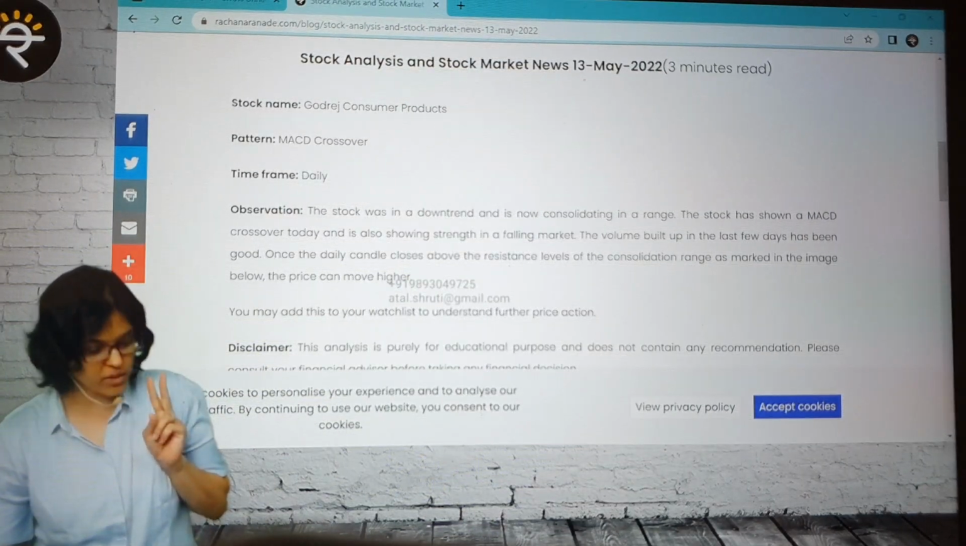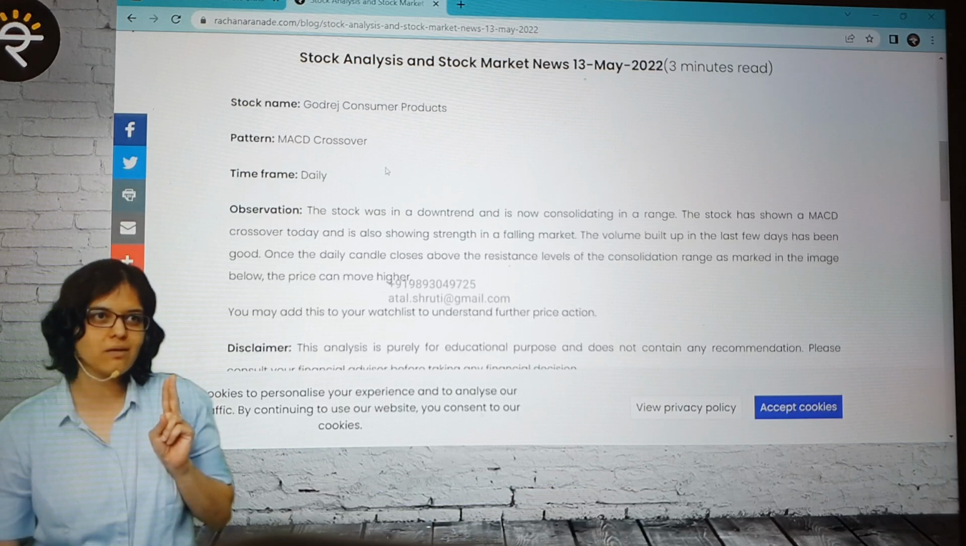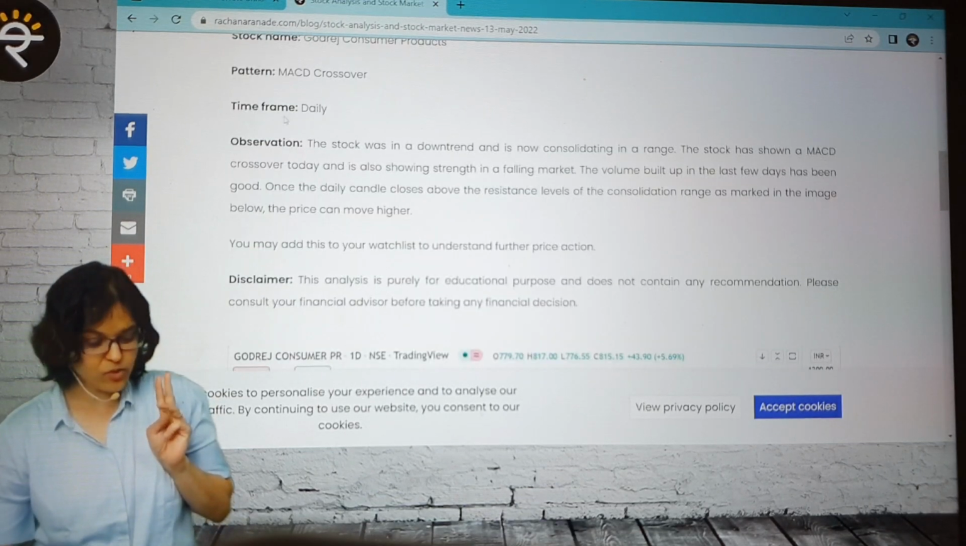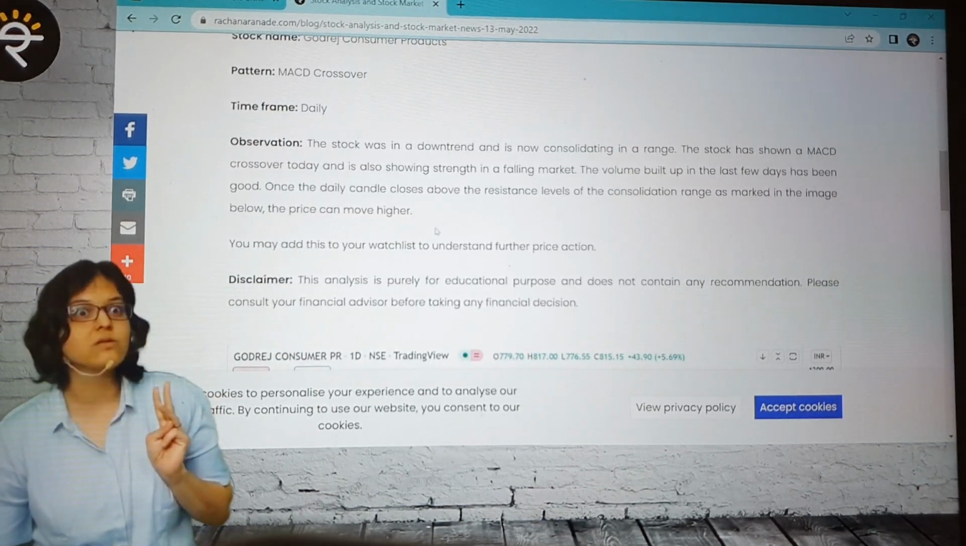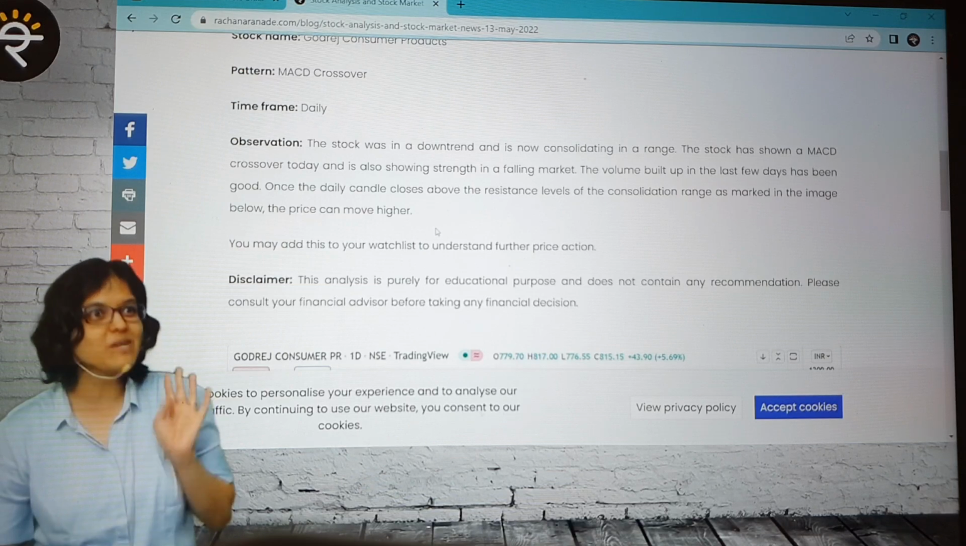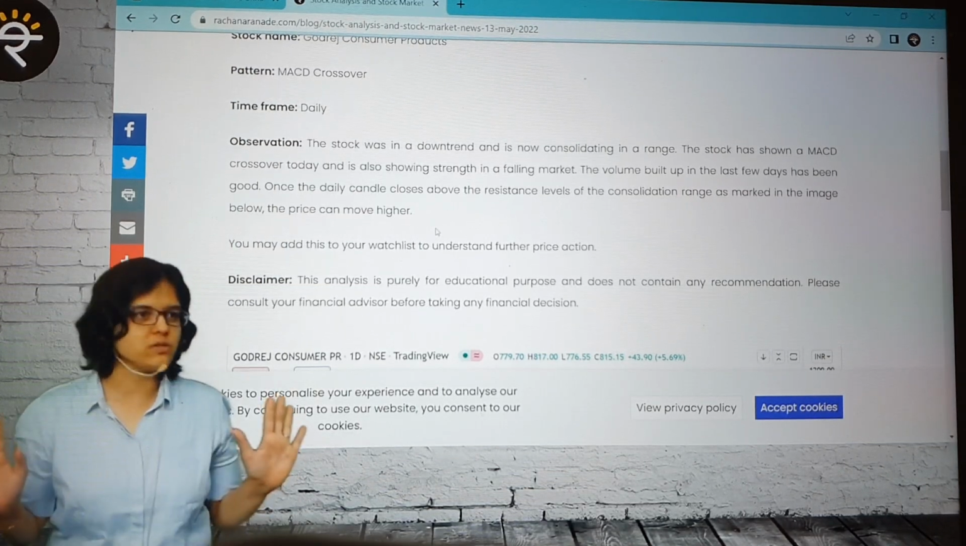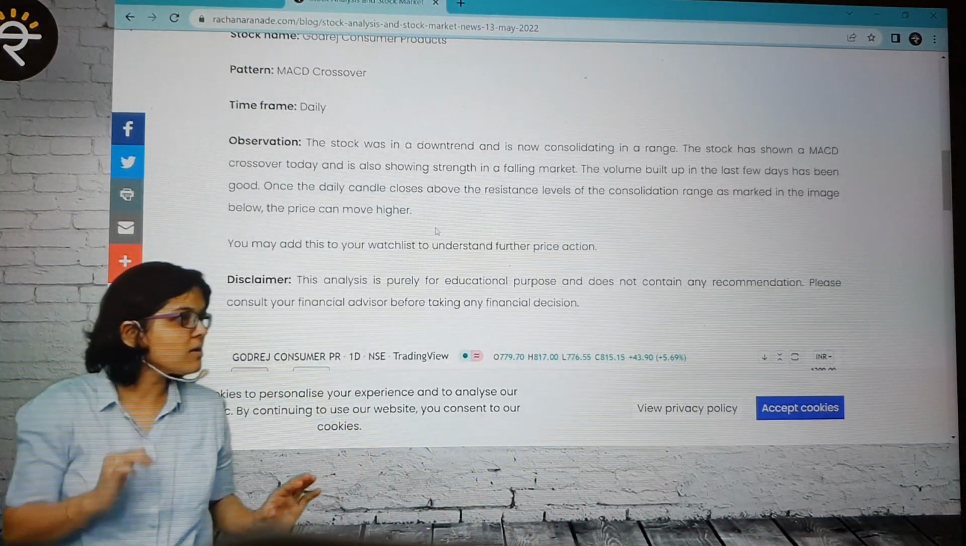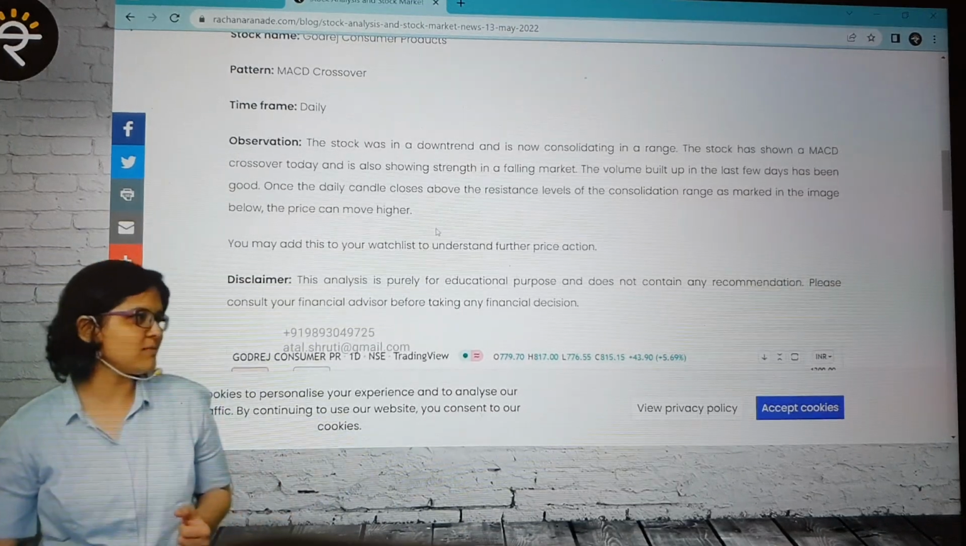What is the name of the stock? What is the pattern? This is your study, this is not a tip. The time frame also we are writing, daily, weekly, what? And then observation. This is equal to spoon feeding. But still, this will help you. From Monday to Friday, daily we are posting. We started this month only. Free of cost, very important. Very helpful it is.